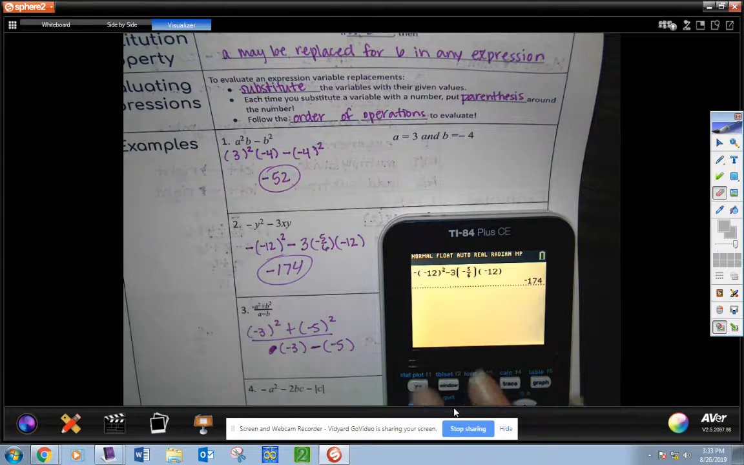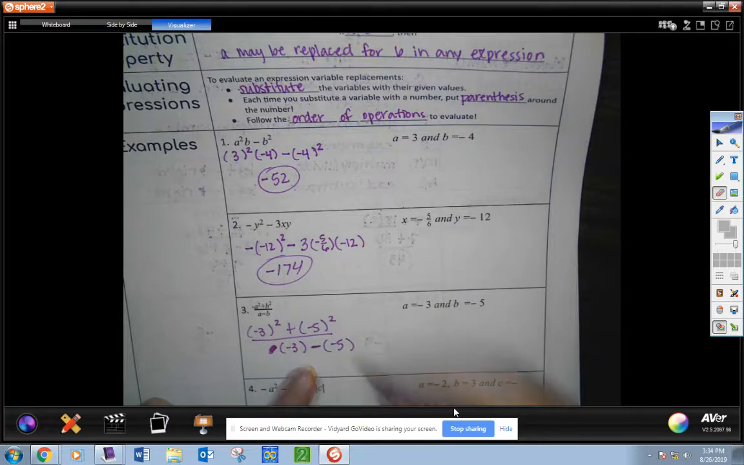Okay, this time I have to open up a fraction, so alpha y equals parentheses negative 3 squared plus parentheses negative 5 squared. Move to the bottom, parentheses negative 3 minus parentheses negative 5. Close. Hit enter, and I get 17.